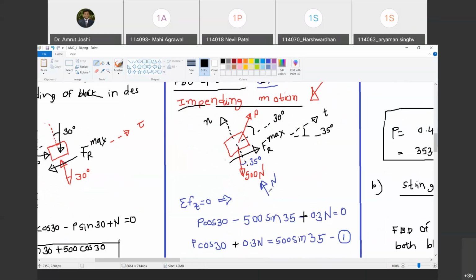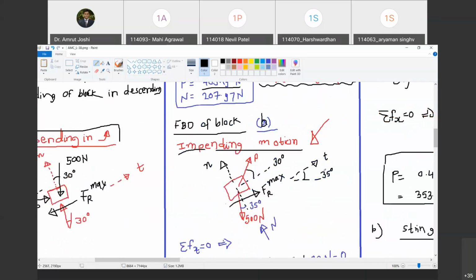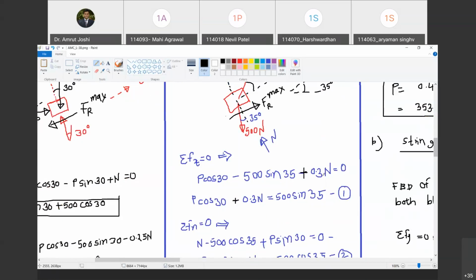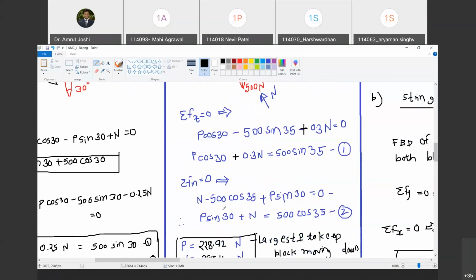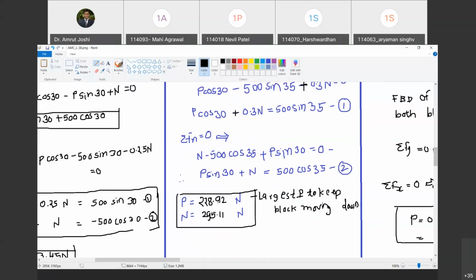What is the change? In summation of Ft, the sign of this force, instead of negative, is going to now become positive. Happy? This one, which was negative, that's the only change. Do you agree with me? Yes, sir. And what happens to the other equation? It doesn't change, because you have changed something in the tangential direction. It will not affect the equation in the normal direction. Happy? Yes, sir.